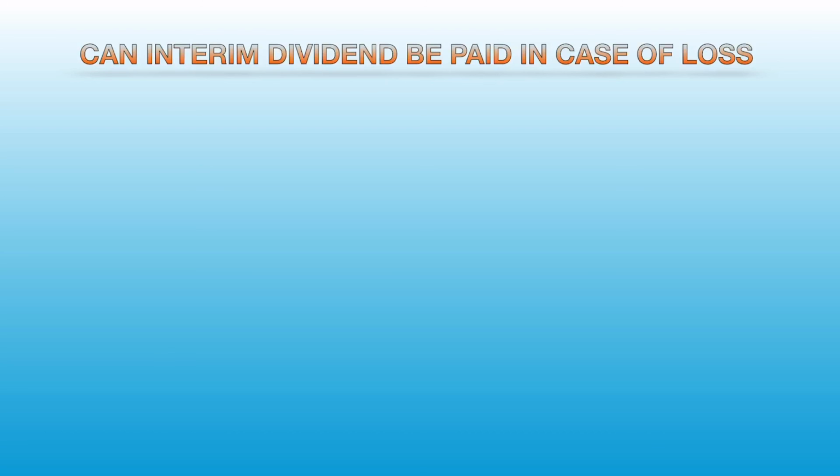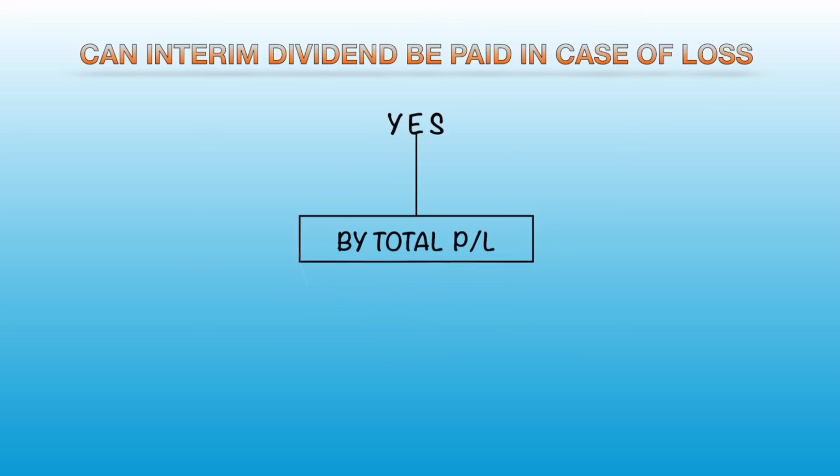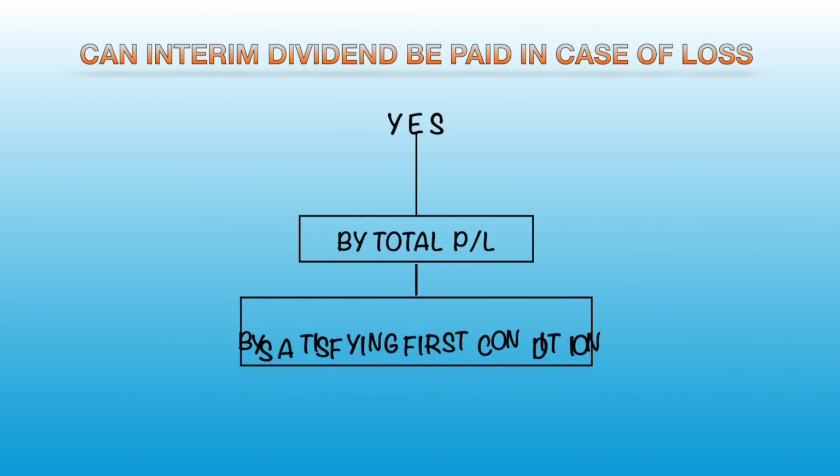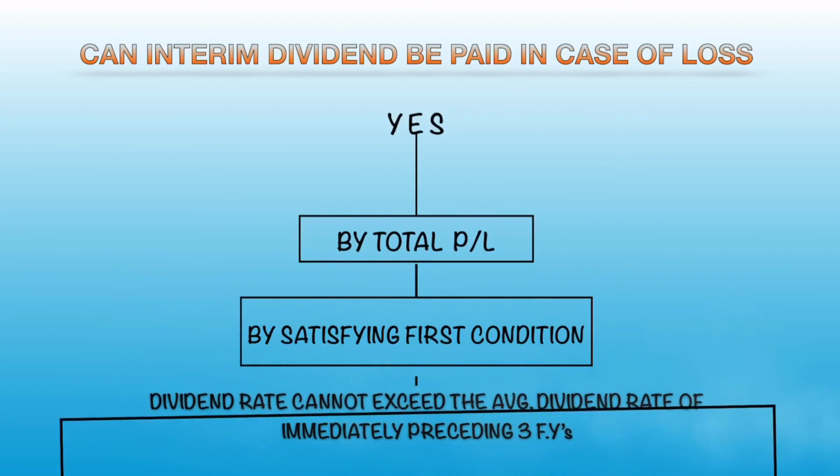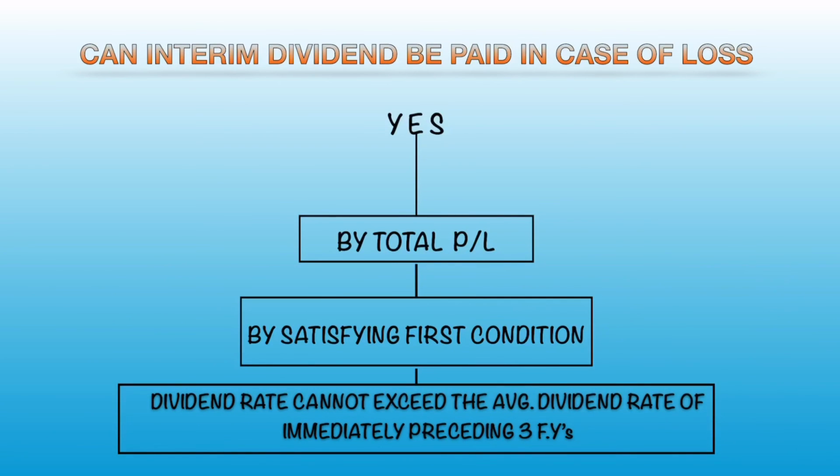Now the question is, can interim dividend be paid in case of loss just like final dividend? The answer is yes. As we have studied, the sources of interim dividend are accumulated P&L and current year profit. But in this case, there is no profit in the current year. Here it can be paid only out of accumulated P&L account, but by satisfying first condition, which is dividend rate cannot exceed the average dividend rate of immediately preceding 3 financial years.